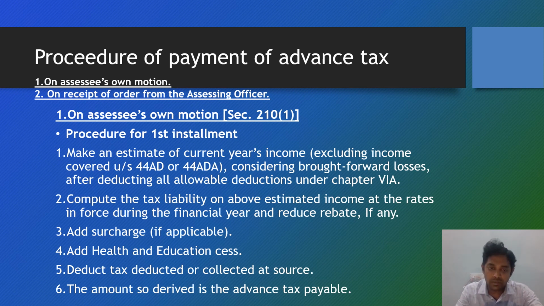Compute the tax liability on the above estimated income at rates in force during the financial year and reduce rebate if any. Add surcharge if applicable. Add health and education cess, that is 4%, which is the maximum. Deduct tax deducted or collected at source, like TDS. The amount so derived is the advance tax payable.